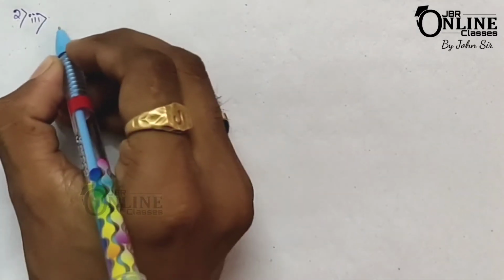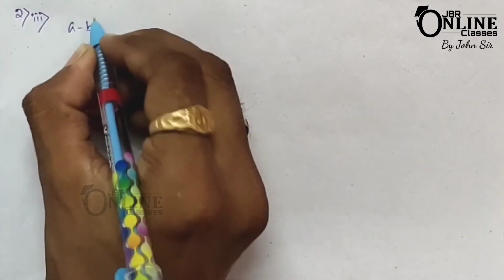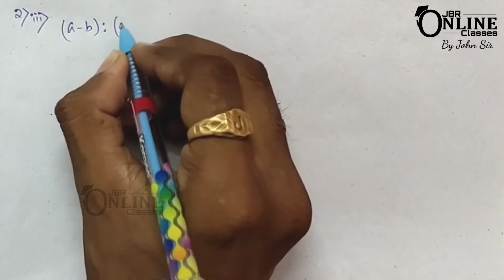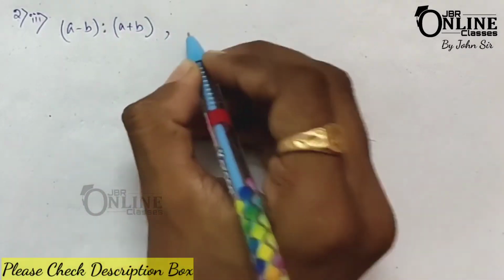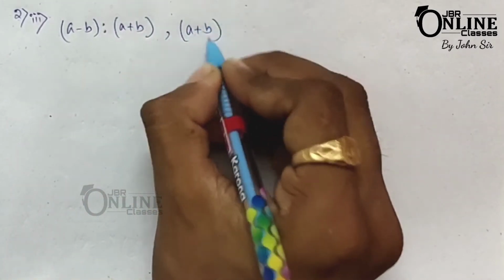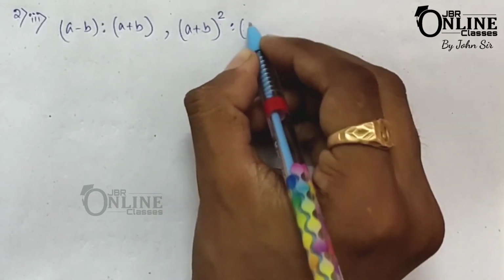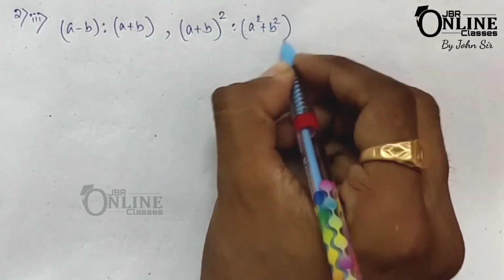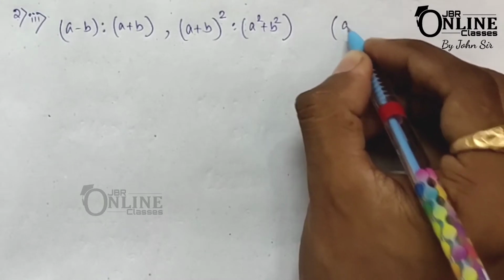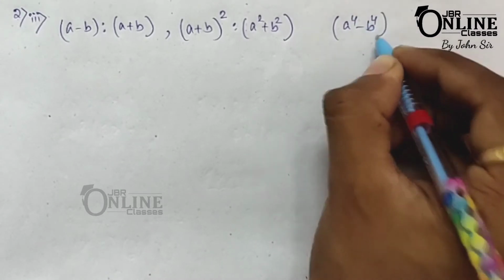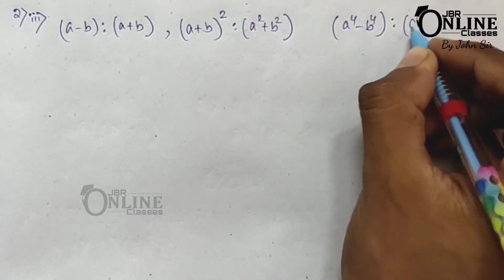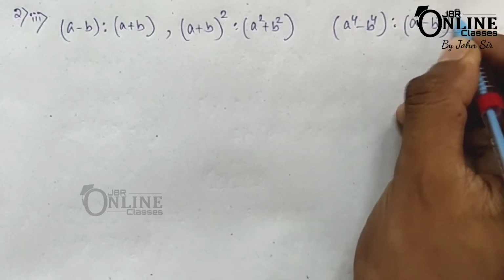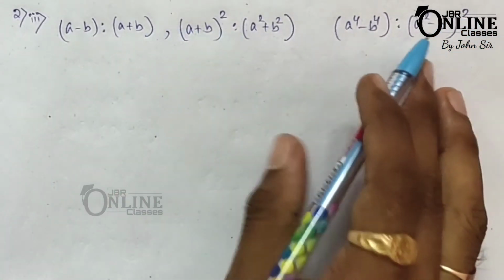Okay, now sum number 2. In sum number 2, find the compound ratio of: a minus b is to a plus b, that is the first ratio. Now the second one, a plus b whole square is to a square plus b square, that is the second ratio. And the last one, a to the power 4 minus b to the power 4 is to a square minus b square whole square. So these are three ratios.